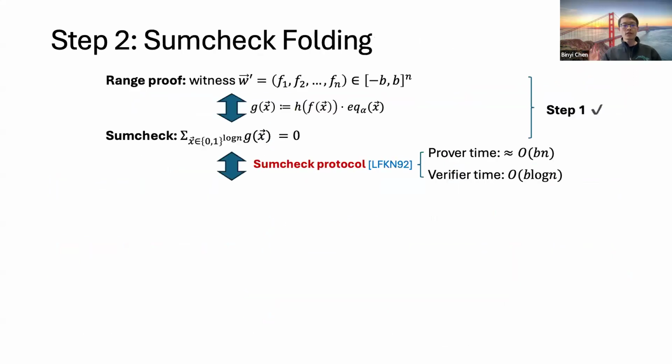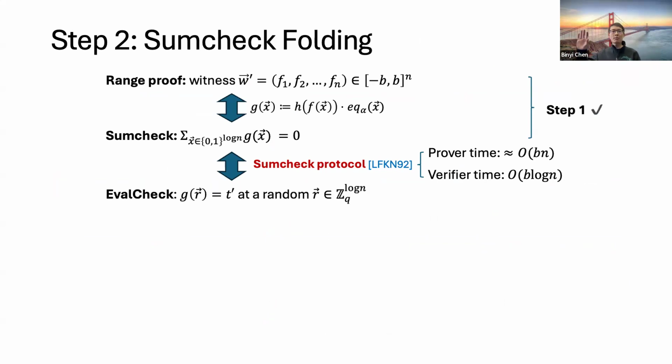Okay, so now we finished the first step, and the second step is to build a folding scheme for these sum check statements. And our starting point is exactly this famous and classical sum check protocol, which gives you a very efficient prover time and verifier time. Here the prover time is linear in b times n, and the verifier time is logarithmic in the length of the vector, n times b. And almost no constant overhead.